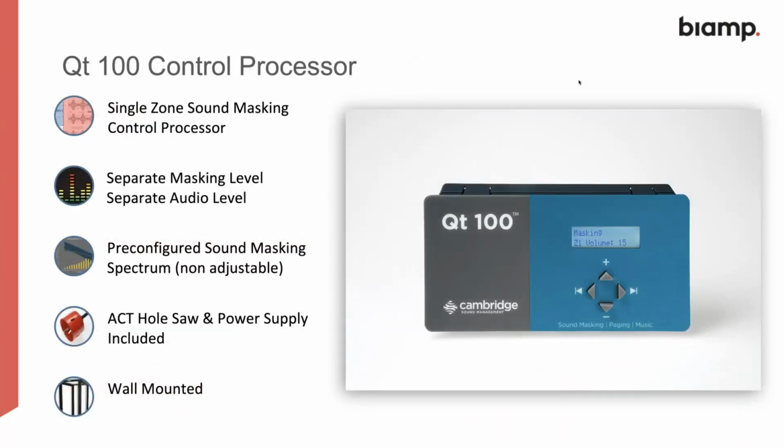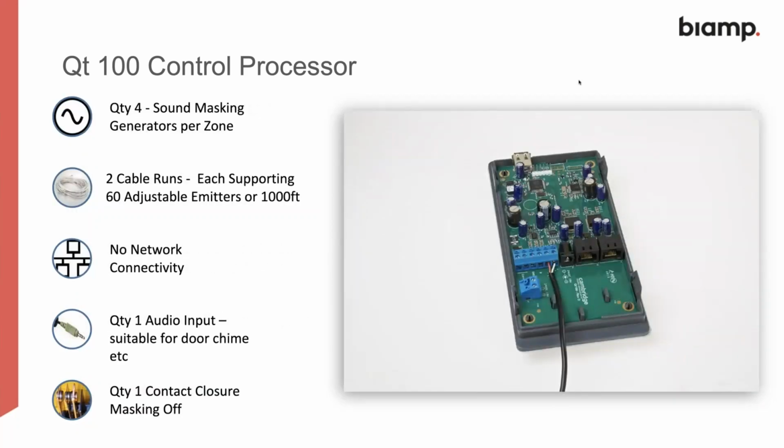The QT 100 control processor is a single zone solution, which has a separate masking level, separate audio level, pre-configured sound masking spectrum, and a hole saw and power supply included. It's also a wall-mounted solution. The hole saw is very useful. I use that extensively, and it means that it's another tool that you haven't got to worry about for when you're cutting out holes for the emitters.